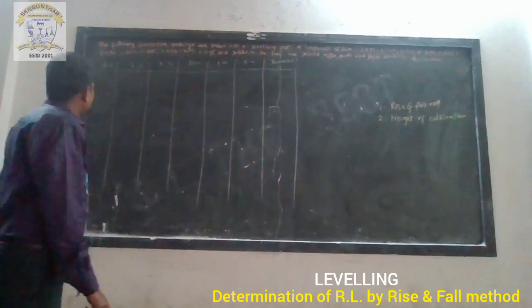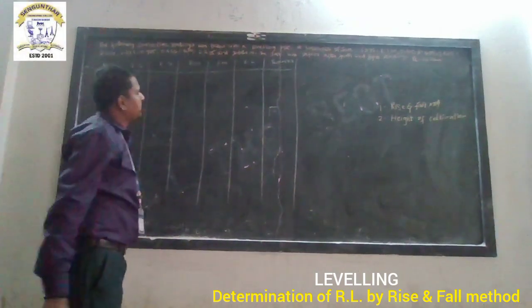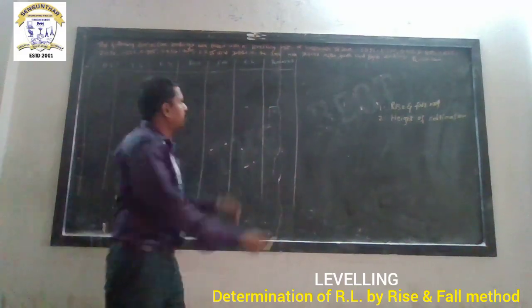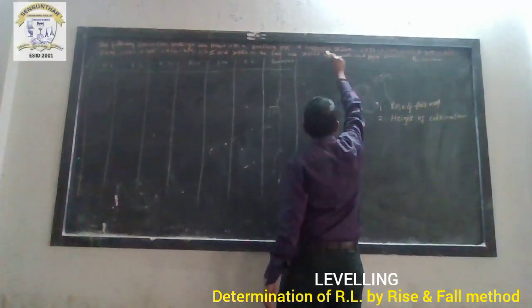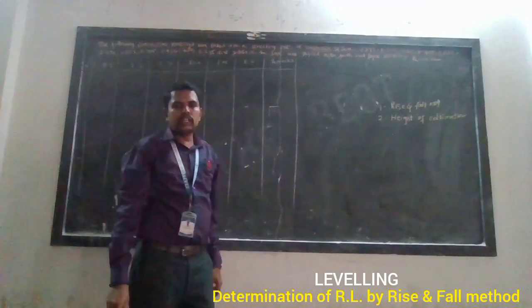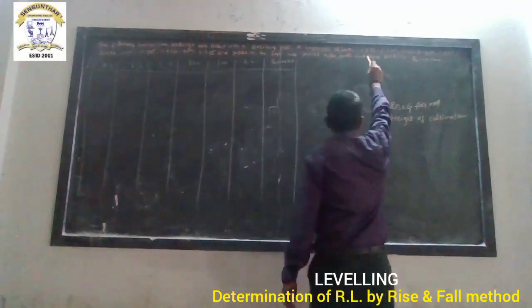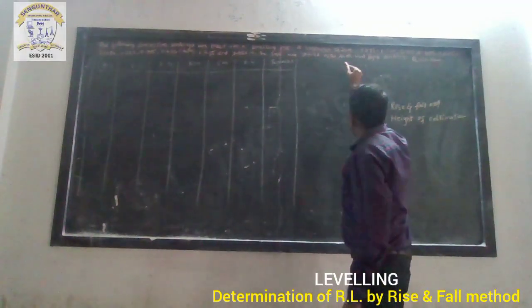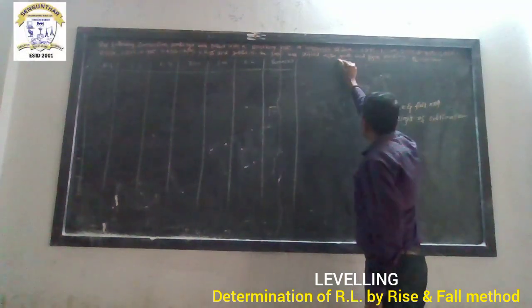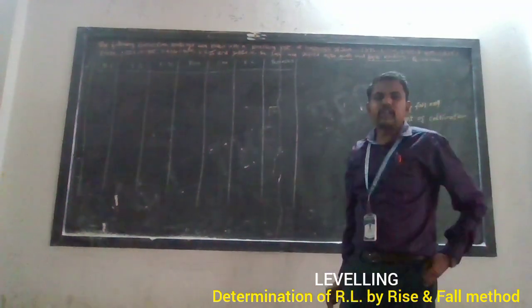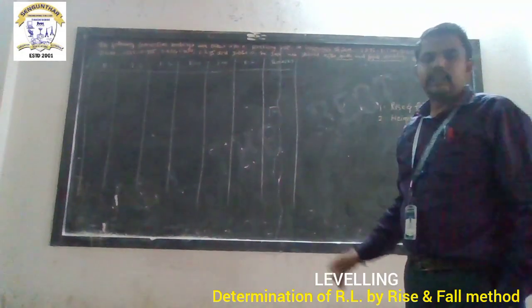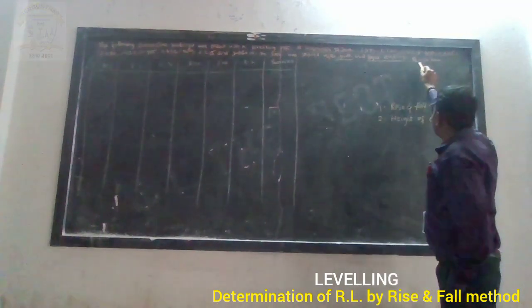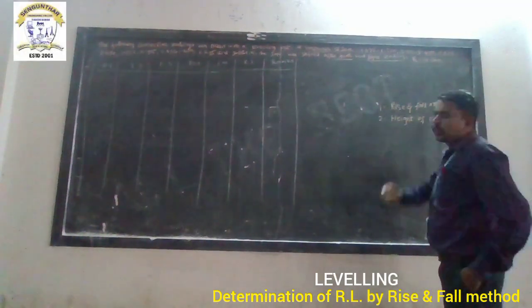The problem is: the following consecutive readings are taken with a leveling instrument at intervals of 20 meter. So every reading is taken at an interval of 20 meter. You just note it down, but this parameter is not used in the problem. Next, the following readings 3.375 and so on are there. Next, the instrument was shifted after the 4th and 8th reading. So this must be noted. This is a very important parameter in the problem to work out the answer, right? The RL of the benchmark was 110.100 meter.